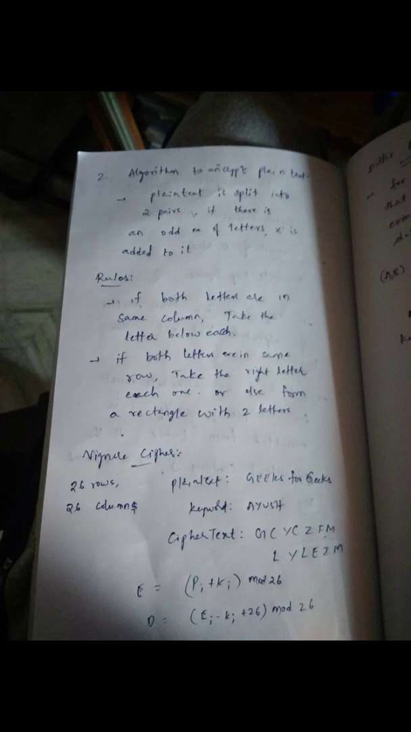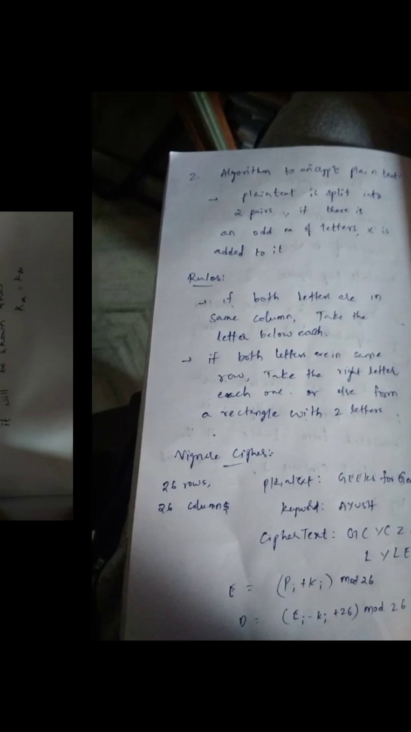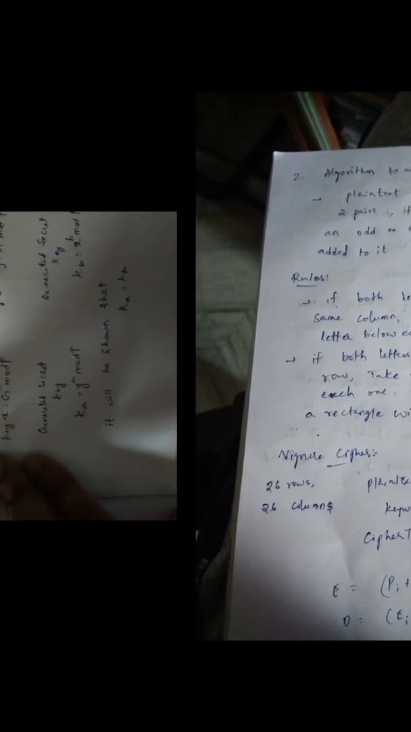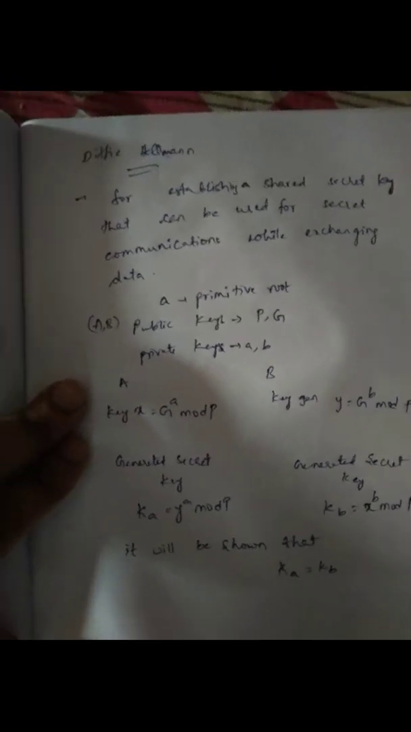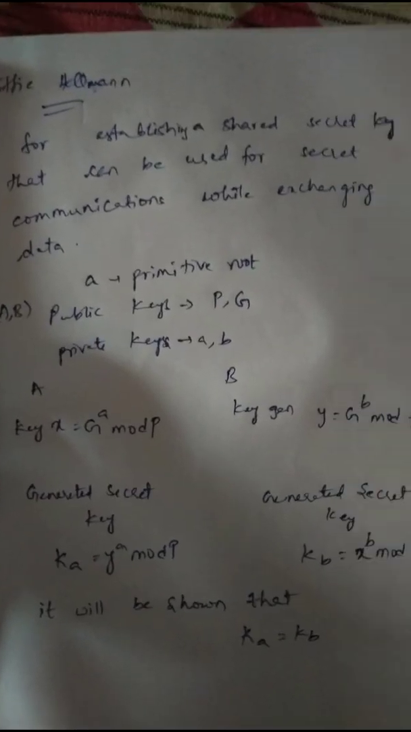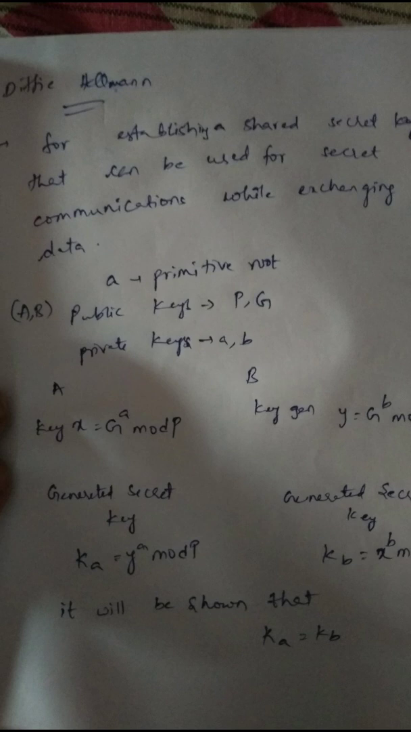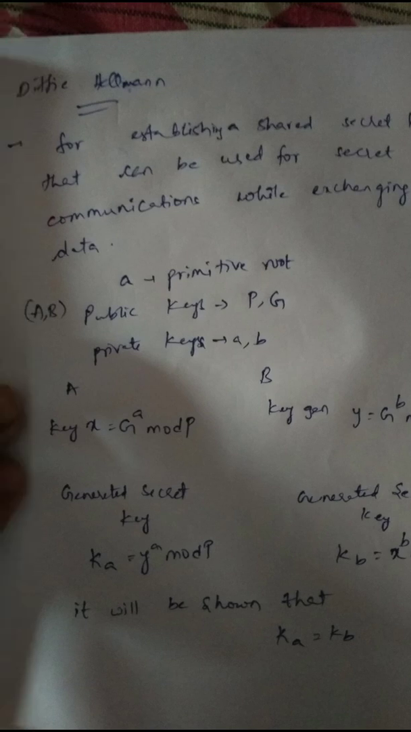It's a polygraphic substitution cipher based on linear algebra. Each letter is represented by a number modulo 26. Often the alphabets A to Z are assigned values 0 to 25, such that A equals 0, B equals 1, and so on until Z equals 25.